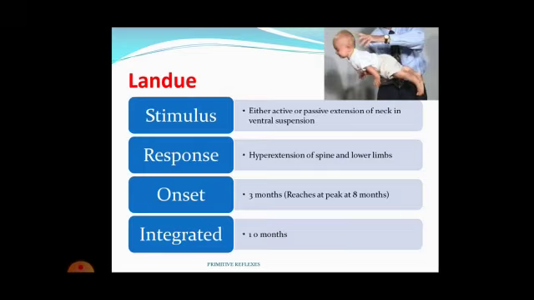If the neck is extended, there will be hyperextension of the spine and lower limbs, and if the neck is allowed to flex, this hyperextension of the spine and lower limbs will disappear. So they will go into flexion. Whether you go for active or passive neck extension, both are correct stimuli. Clear? So extension of the neck is the stimulus, and the response will be extension of the back and both lower limbs. Onset is at the age of 3 months, this reflex reaches its peak at 8 months, and it will be integrated at the age of 10 months.